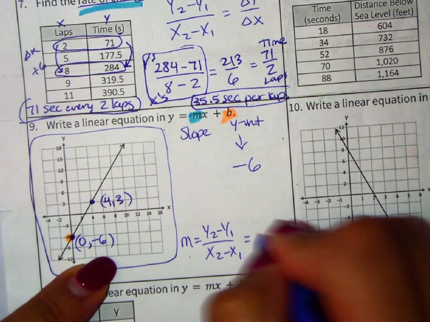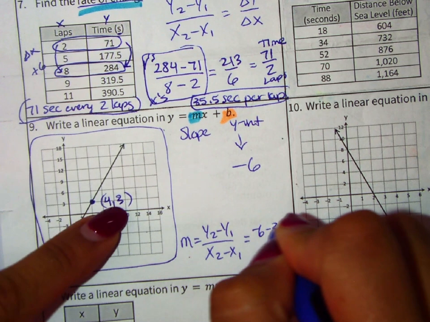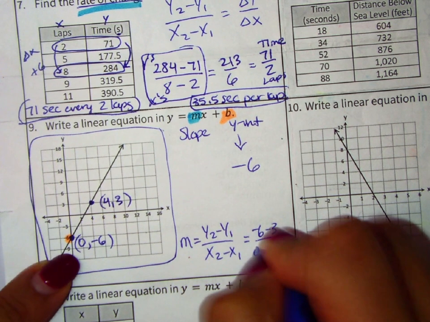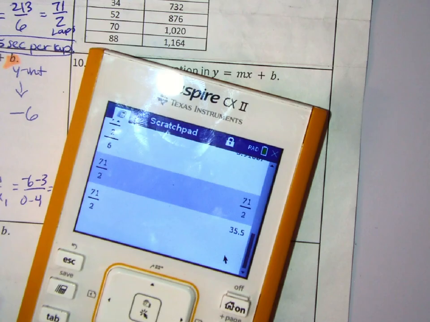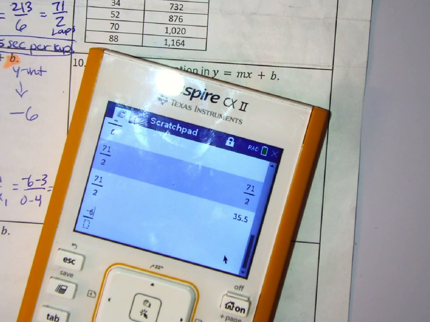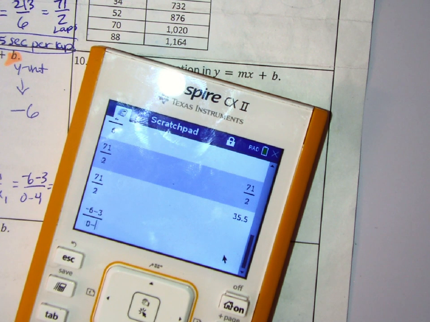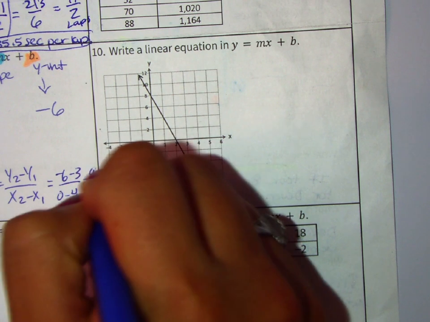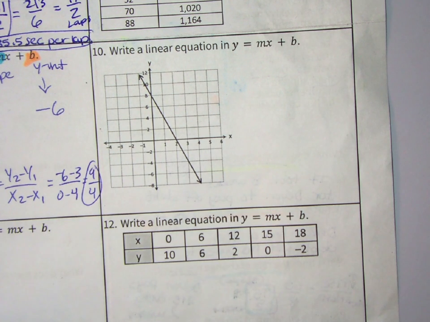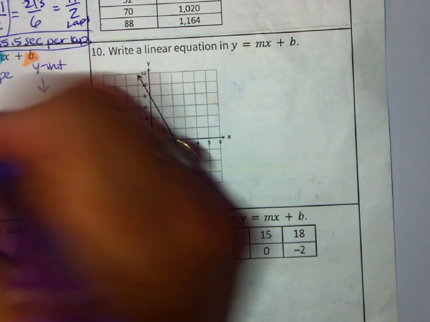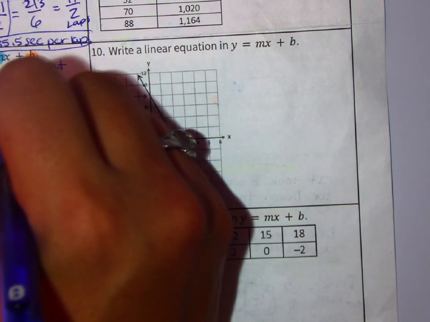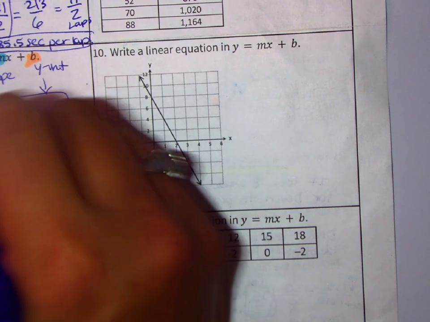So we can use those points. We can do -6 minus 3 over 0 minus 4. Type that in the calculator. And we get 9 over 4. 9 over 4 is your slope. So now we're going to write y equals 9 over 4 x minus 6. This is your equation.